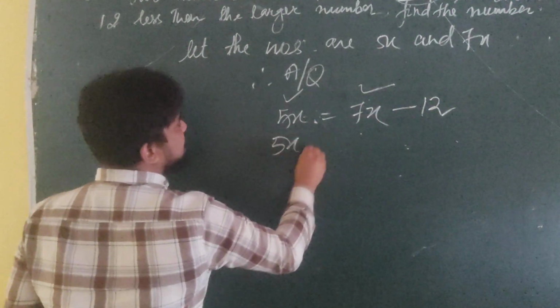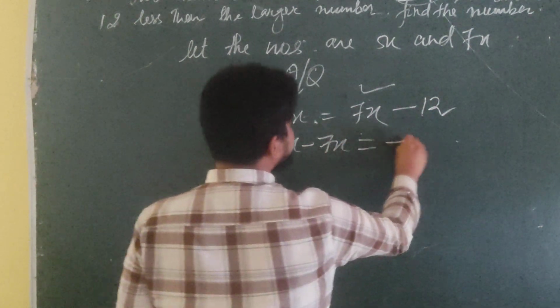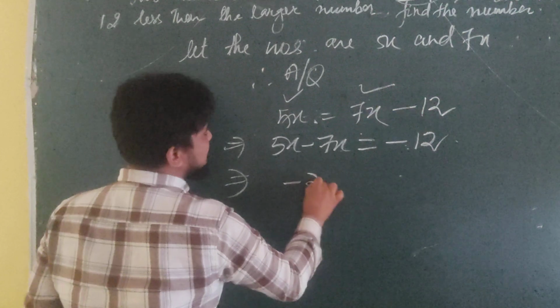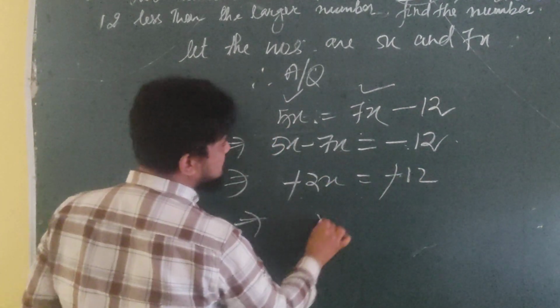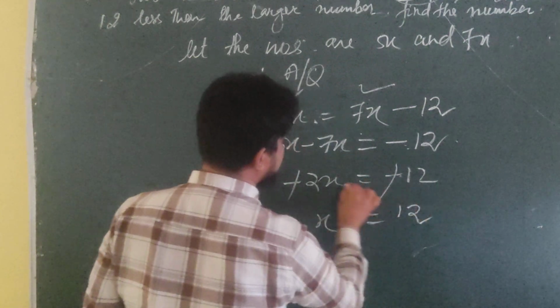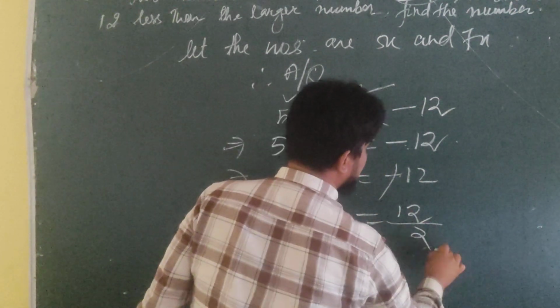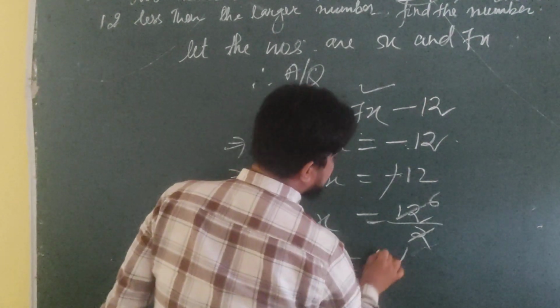So 5x, we should bring 7x to this side and change the sign also, and minus 12 will remain here. This implies minus 2x equals minus 12. The minus signs cancel, x should remain on this side and 12 should reach this side. But the 2 will come to this side. It is multiplied, so when it comes to this side, it is divided. 2 sixes are 12. So we got the value of x, that is 6.